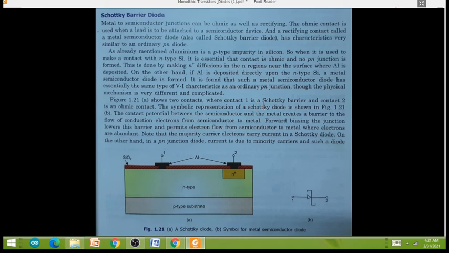A symbolic representation of the Schottky diode is given over here, the symbol in B, and I think these are the advantages and disadvantages we had seen.